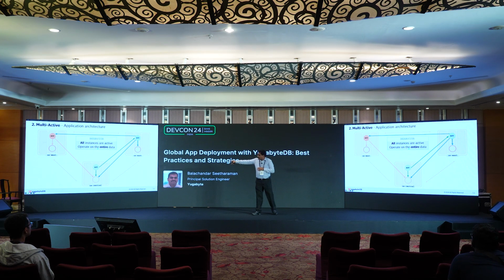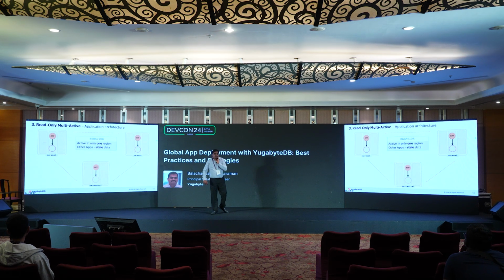So that means the writes are happening here. The reads can be local reads on both sides also, but for the arrow mark you are seeing, all the writes are happening entirely on this one. This is multi-active. Okay, this is good, but how do I do my local read with this pattern?